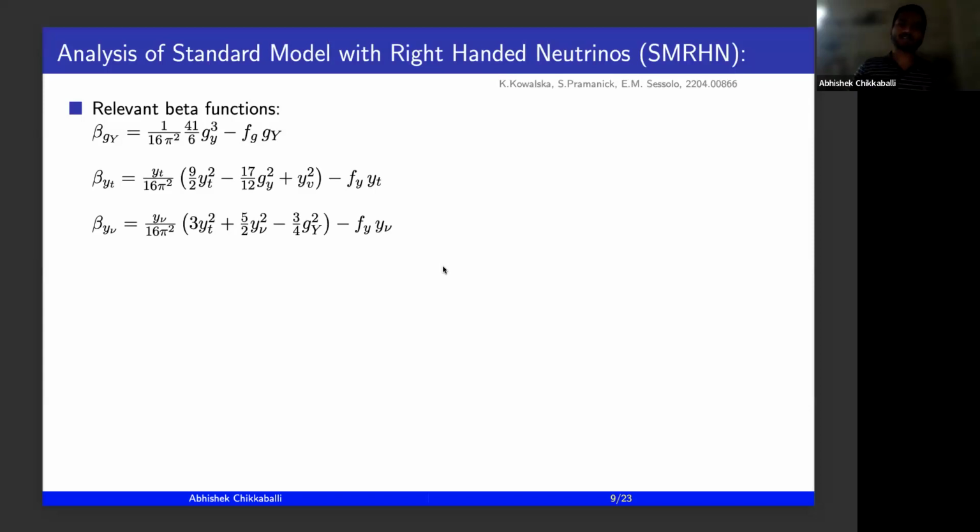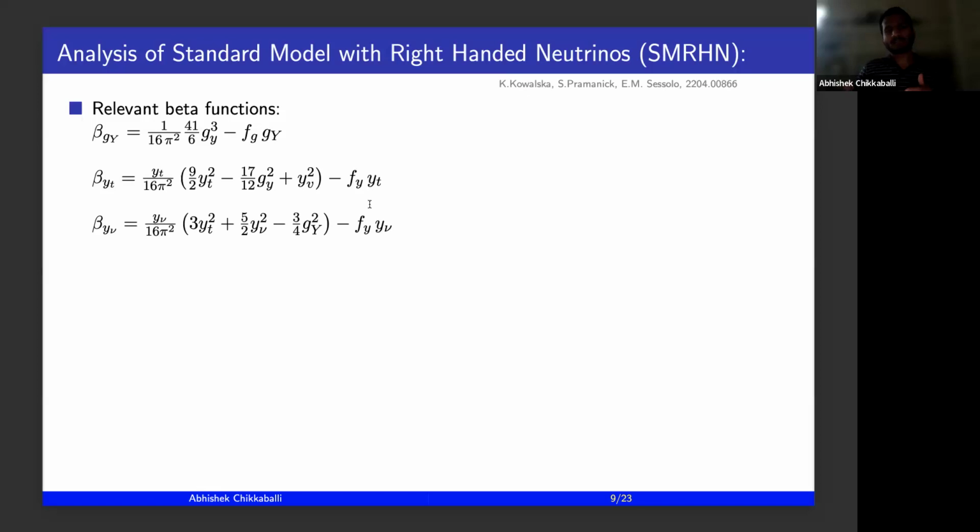Now we apply this analysis to the standard model with right-handed neutrinos. These are the relevant beta functions, while setting other couplings to their Gaussian fixed points. Here, this is the standard model hypercharge coupling, these two are the Yukawa couplings of the top quark, and this is for the neutrino Yukawa coupling. This also has the corresponding gravitational corrections, which are Fg and Fy, as shown here.